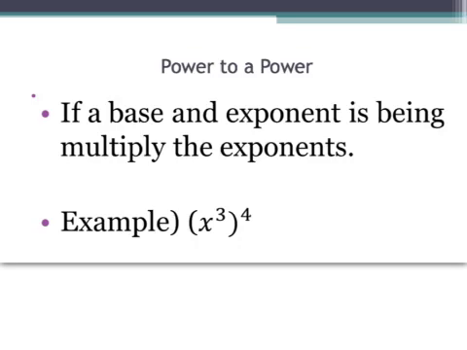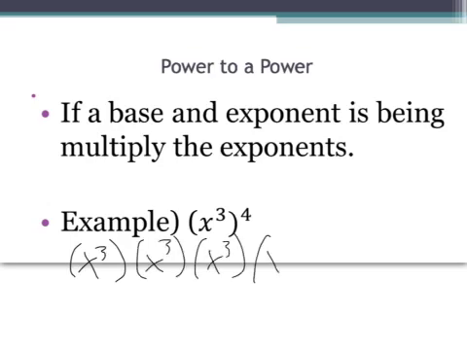Now, if I wanted to, you could write this out. X to the third to the fourth power, that means there's 4 of the x to the thirds. If we counted all those up, I have 3 x's here, 3 x's here, 3 x's here, 3 x's here. 3 plus 3 is 6, plus 3 is 9, plus 3 is 12. So x to the third to the fourth power is the same as x to the 12.